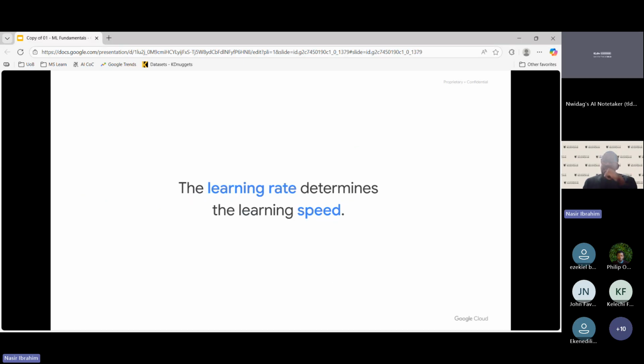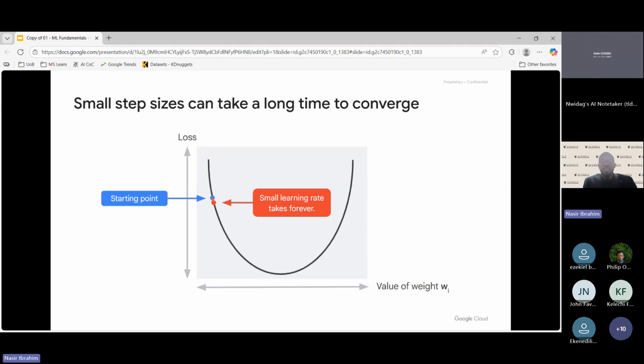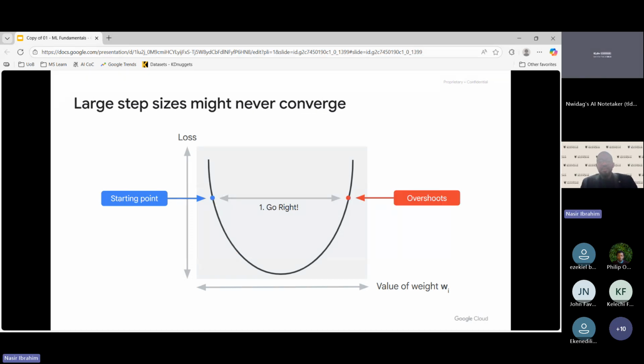And this is where the learning rate determines the learning speed. Basically, what that means is, how far should you go? If you have a small learning rate, it means that you're going step by step, small step, small step, and so on. If you have a large learning rate, depending on the direction that you go, you might actually go from here and shoot there if the step is very wide.